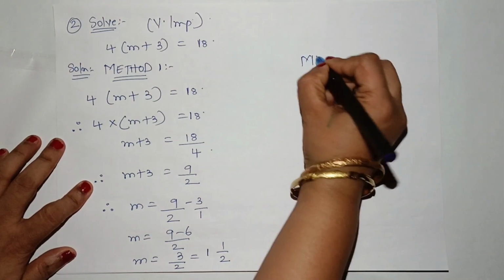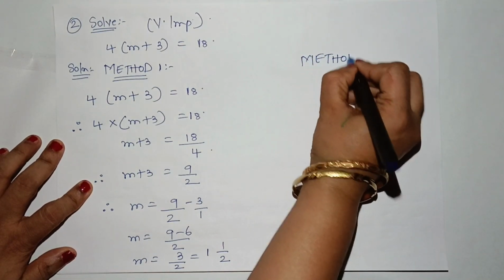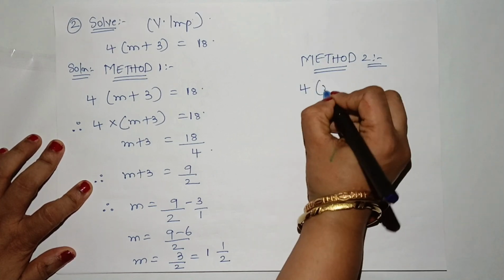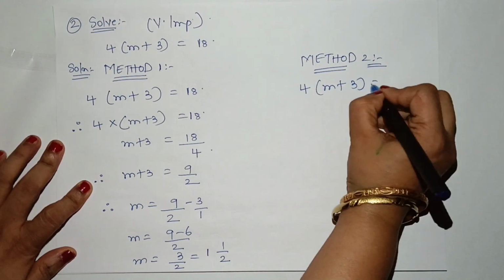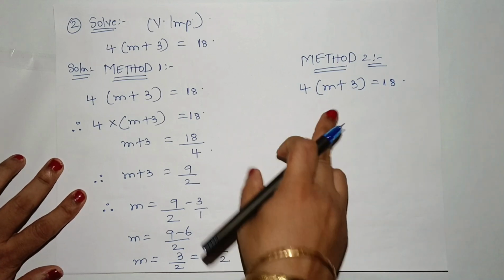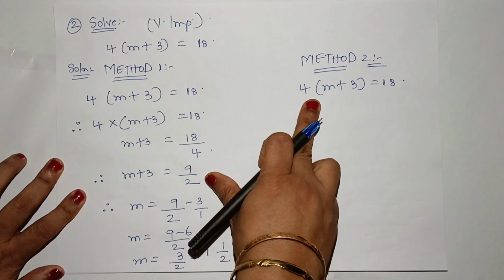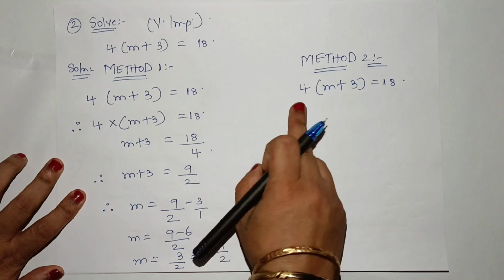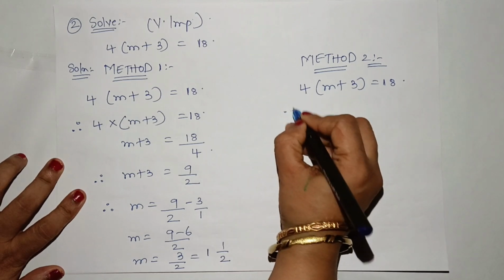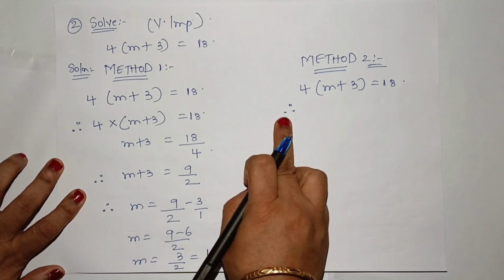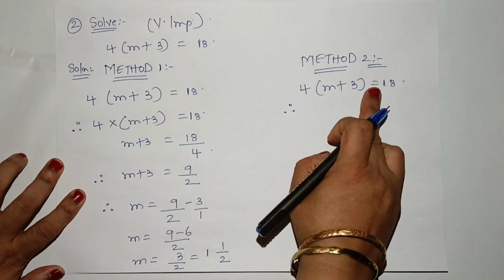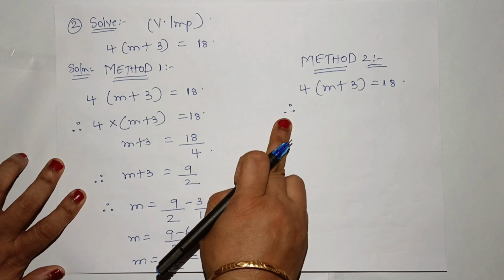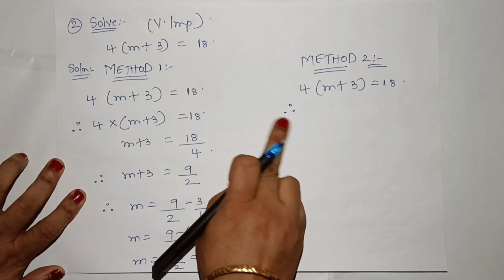Now let's see method 2. Same question. I'll just note down 4 bracket m plus 3 equals 18. Are you getting? Now, in earlier classes, you must have studied the property called distributivity. It means how to do, let's see. Therefore, don't write equal to over here. Why? Because already equal to is written over here. No need to write twice. So, you should always use the math symbol as therefore.